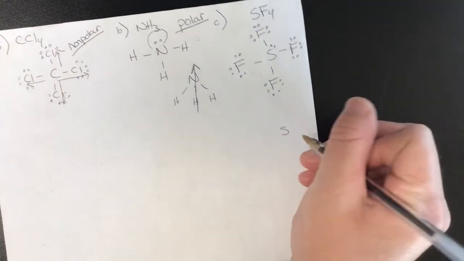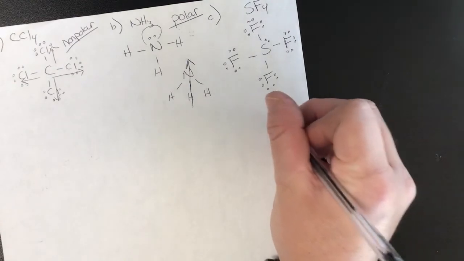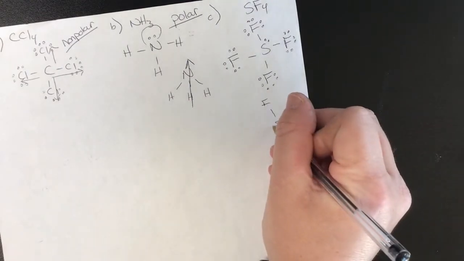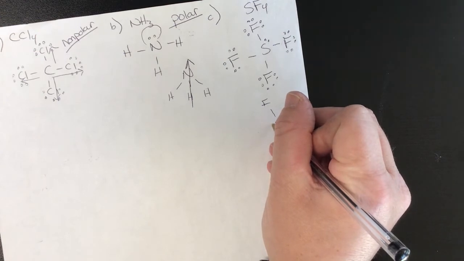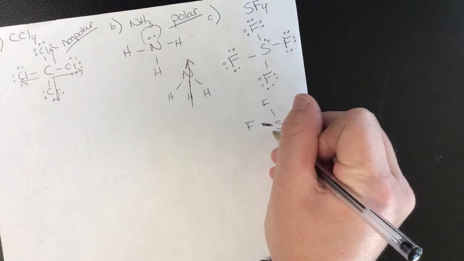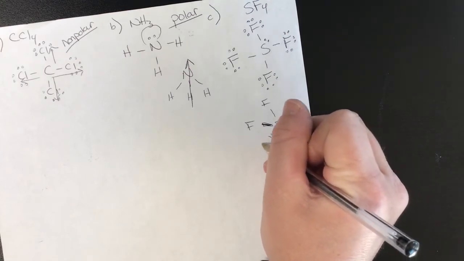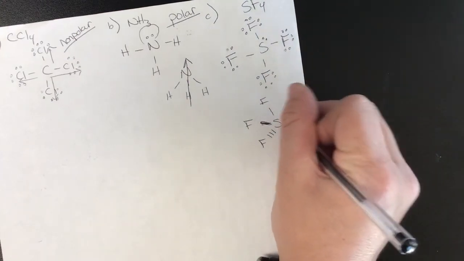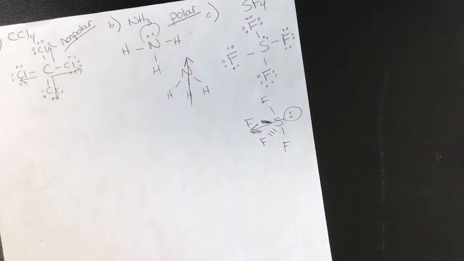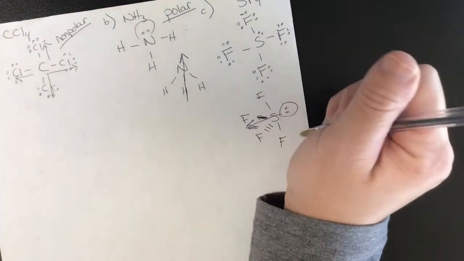So something like, let's see if I can draw this. So we have the fluorines in the axial position, and then we would have the fluorines over here on this side with the lone pair over here. So we'd have the dipole going in that direction. So this one would be polar.